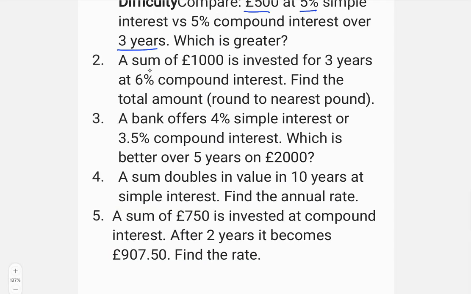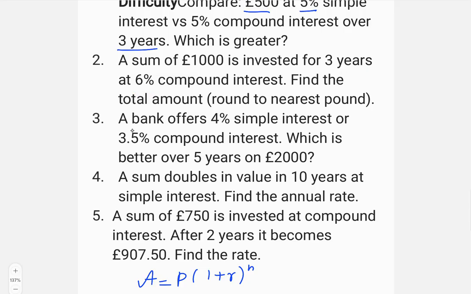The next question says the sum of 1000 is invested for 3 years at 6% compound interest. Find the total amount. This is simple. You just need to put it in formula P times 1 plus R to the power n. This is P, this is n, and this is R.